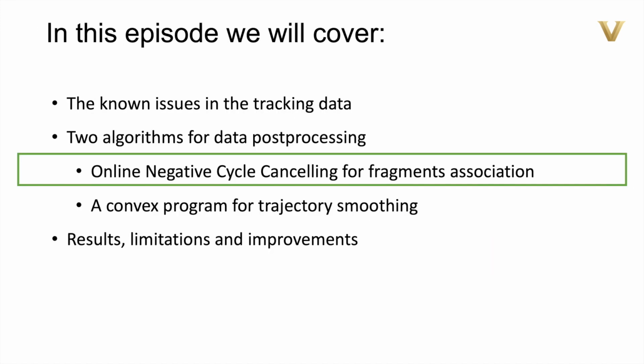Okay, so let me first show you an algorithm for fragment matching, which is called the online negative cycle canceling. This is based on the classic graph algorithm to solve the minimum cost flow problem. And here I've extended this algorithm into an online version to better adapt to our specific problem. I'm going to show you a simple example of how it works.